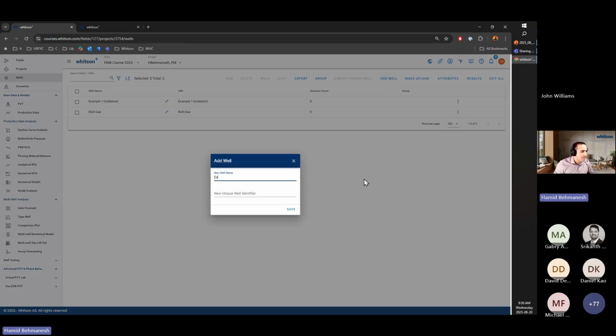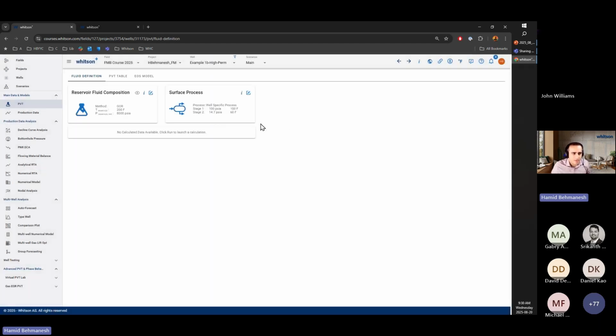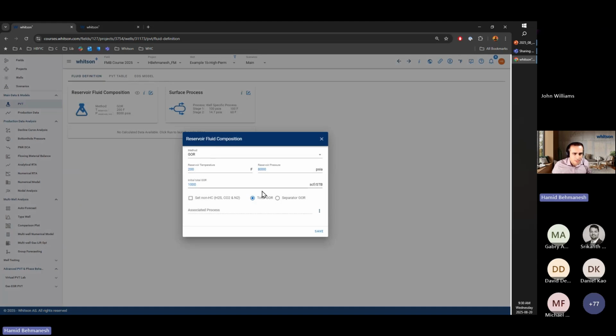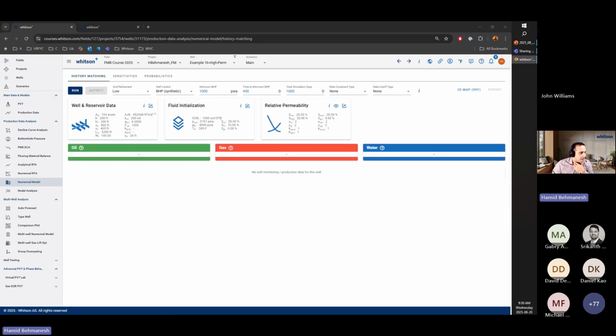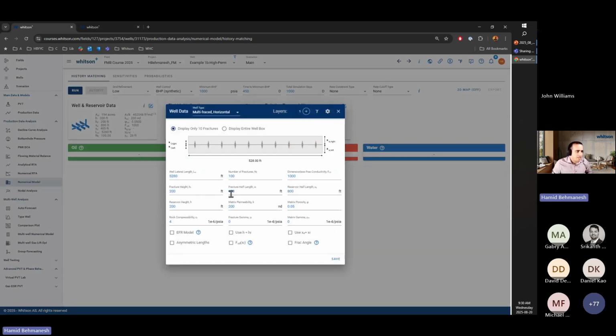I'm going to call it example 1B and call it hyper. You have access to my domain, so you can easily see what parameters go into this model if you want to follow up later. For the PVT, I'm going to stick with the default here, and then go to the numerical model. I'm going to make my numerical model, which is originally for the well reservoir data for a multi-frac horizontal well, but I'm going to make some adjustments here.